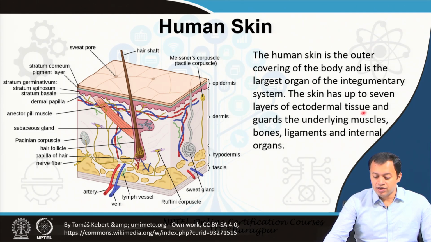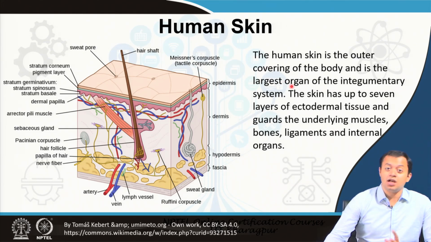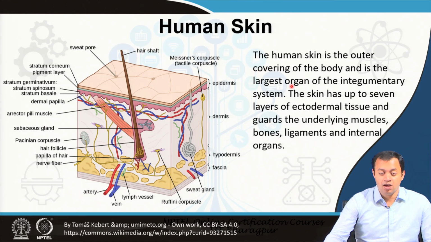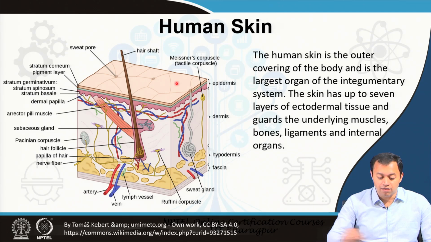It has 7 layers of ectodermal tissues that guard the underlying muscle, bones, ligaments and internal organs, and it is the largest organ of the body system. Remember, skin is an organ. In fact, the largest organ of your body is skin. It comes in general knowledge questions all the time. What is the largest organ on your body? People think it's brain or heart or lungs maybe. It's actually your skin. Think about the length of your skin. So, this is the overall skin, and now let's try to understand the effect of laser on this skin.